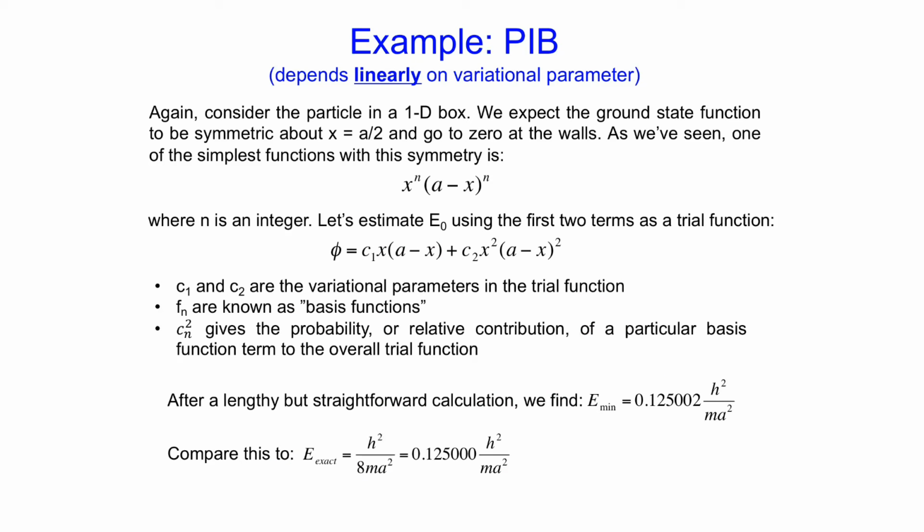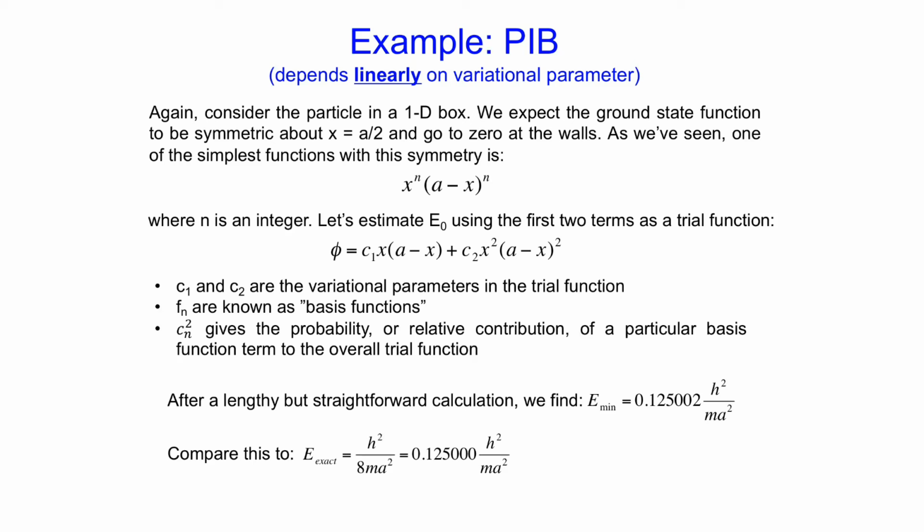Okay, so the last little bit that I'm going to mention here is that, again, we have a lot of different options for choosing a trial function. The example we just did had no variational parameters in it. There are some where you can include your variational parameter directly in your function. And then there's also the situation where you might have a trial function that depends linearly on variational parameters.